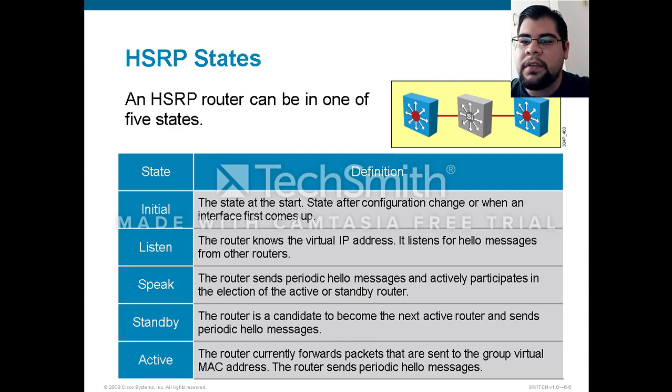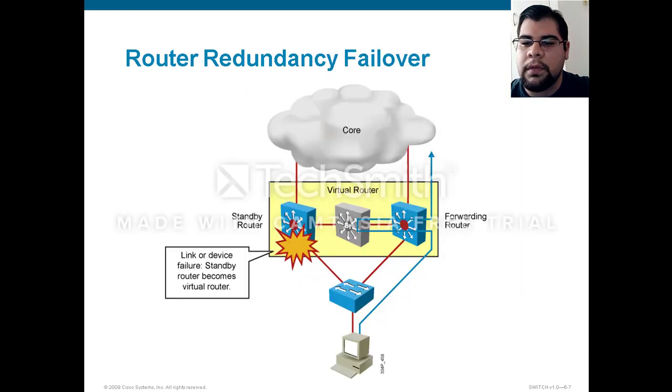Speak: the router sends periodic hello messages and actively participates in the election of the active or standby router. Standby: the router is a candidate to become the next active router and sends periodic hello messages. And active: the router currently forwards packets that are sent to the group virtual MAC address. This is a graphic of router redundancy failover.